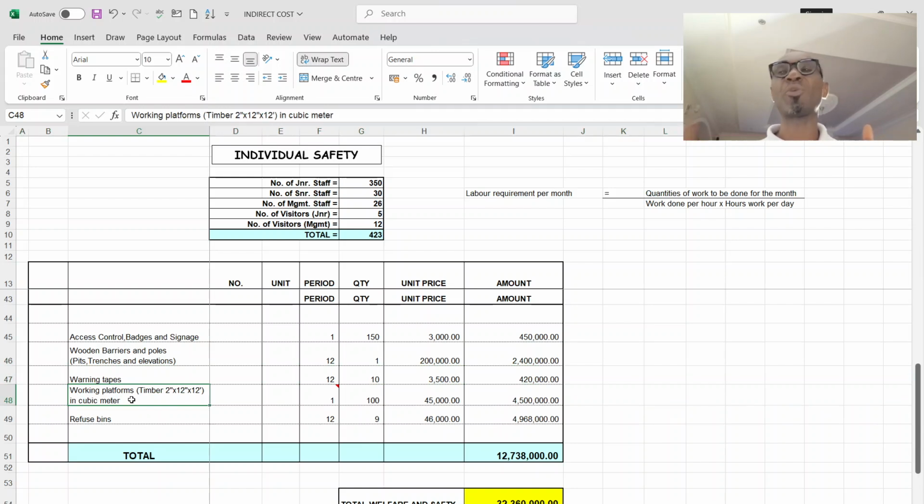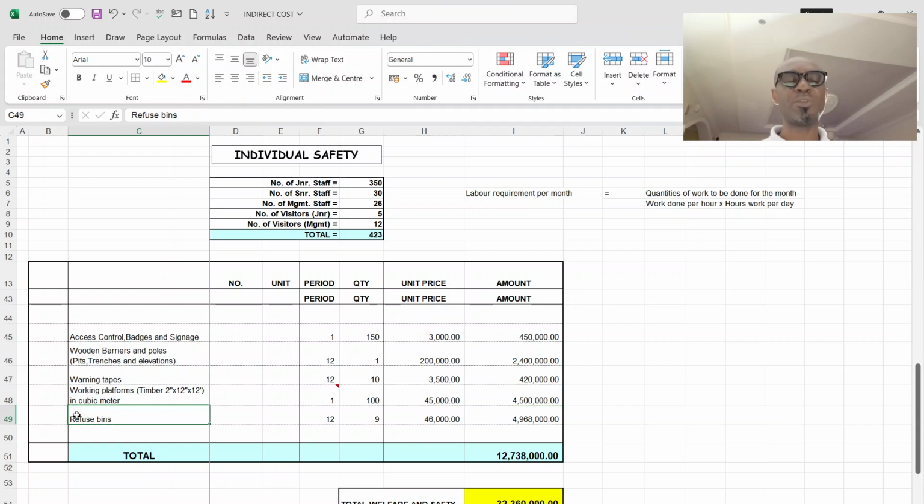It is in cubic meter, not in pieces. The 2 inches by 12 by 12. These ones you put on scaffold for people to walk freely on it. I have 100 cubic meter at 45,000, 4.5.